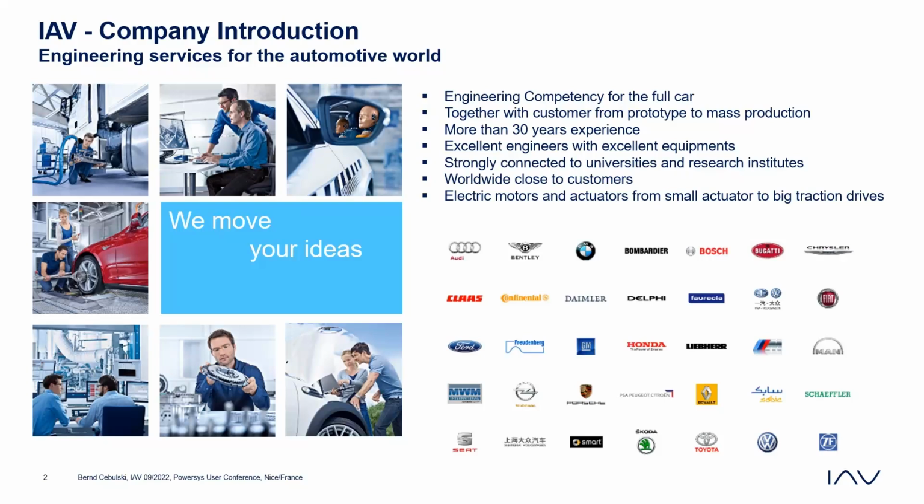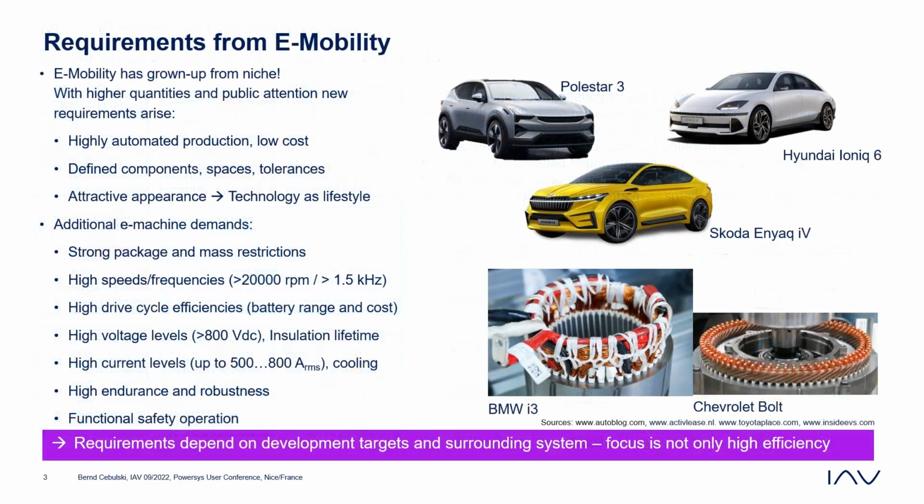I talked about requirements from e-mobility. So e-mobility is somehow different than industrial applications, and this also leads to designs that we cannot see in industrial electric motors. Why is that? One of the reasons is the highly automated production. When we are doing 500,000 pieces of electric motors, or even more than 1 million per year, you have to look at the design. You have to automatically manufacture the design.